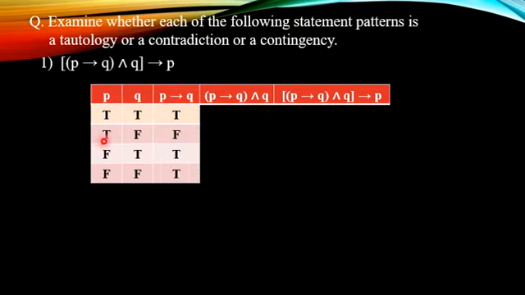Now first we find P implies Q. For a conditional statement, if the first statement is true and the second one is false, the corresponding conditional statement will be false, otherwise true. So the truth values of this column are here TT true, TF false. Here the first statement is true, second one is false. That means the conditional statement will be false. Again FT true, FF true.